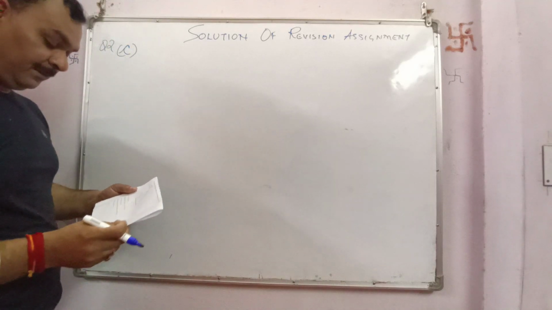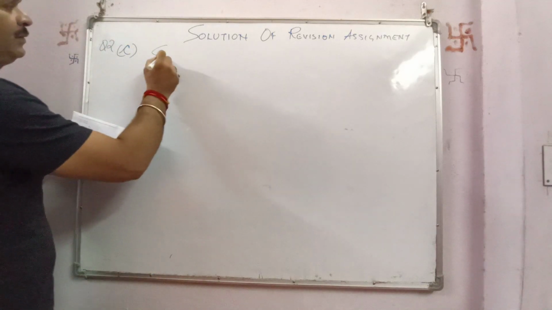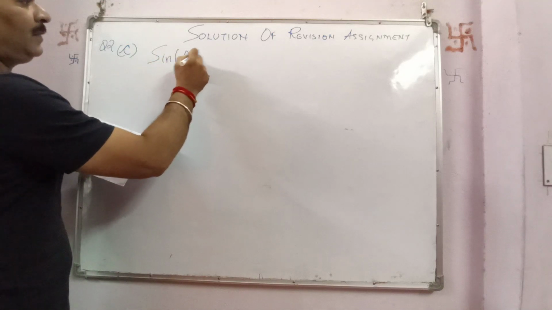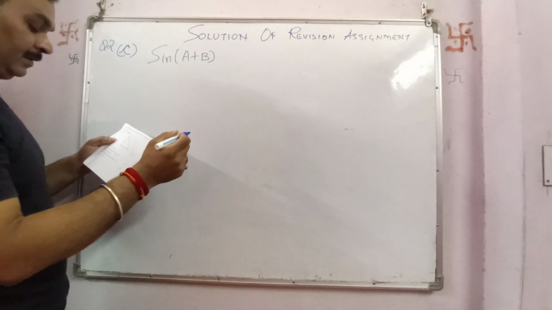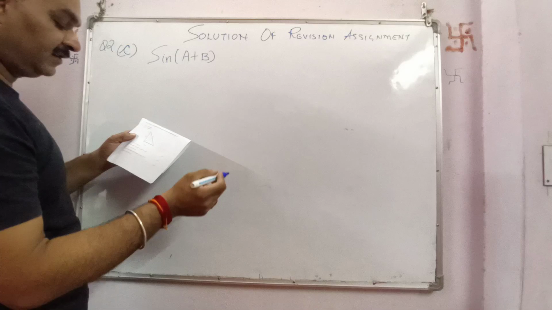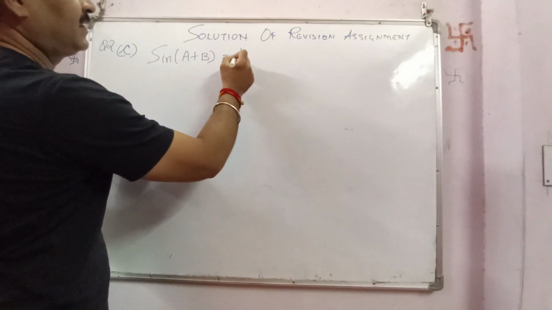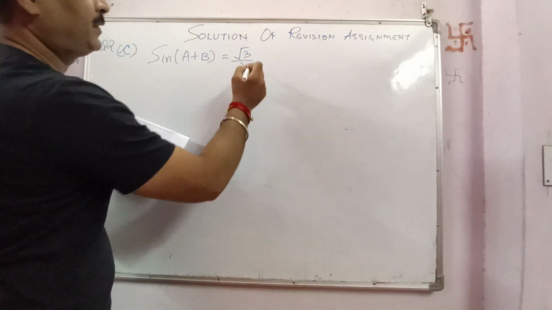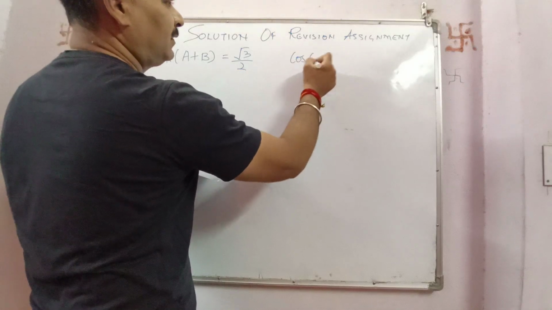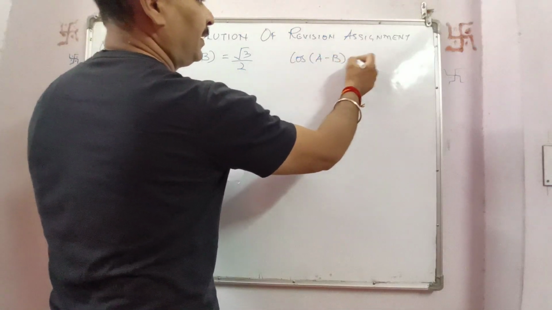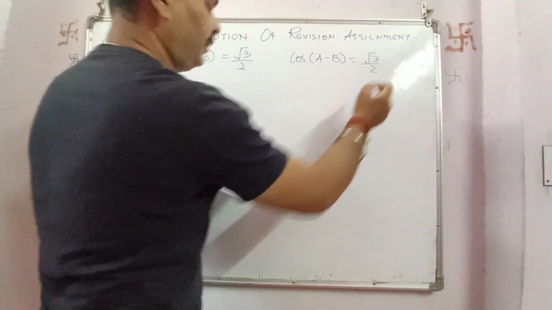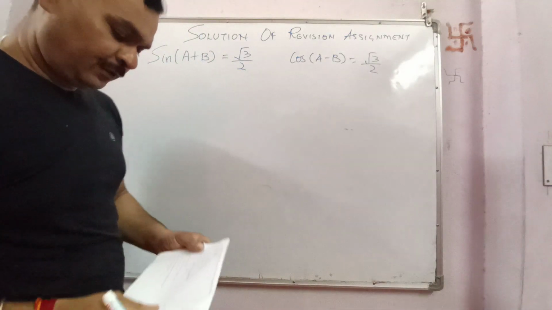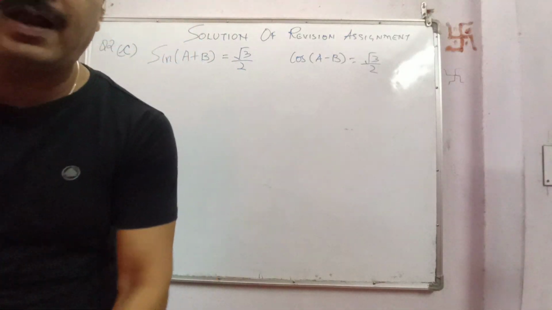Question number 2, C part. Now this is given to you, sine A plus B is equal to root 3 by 2, and cos A minus B is also root 3 by 2. And the question is, we need to find out the acute angles A and B.